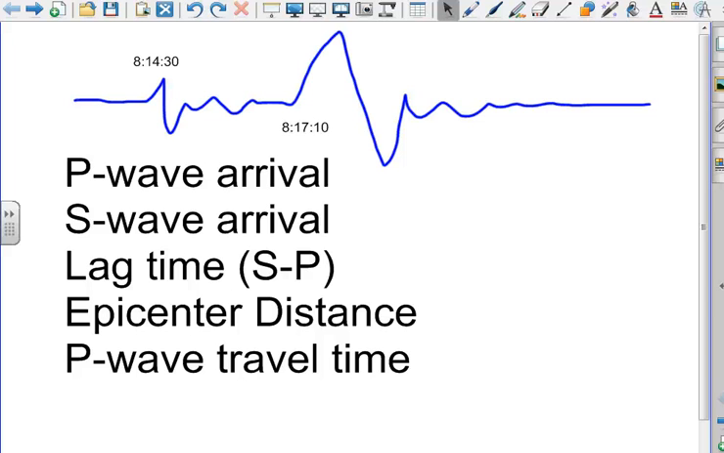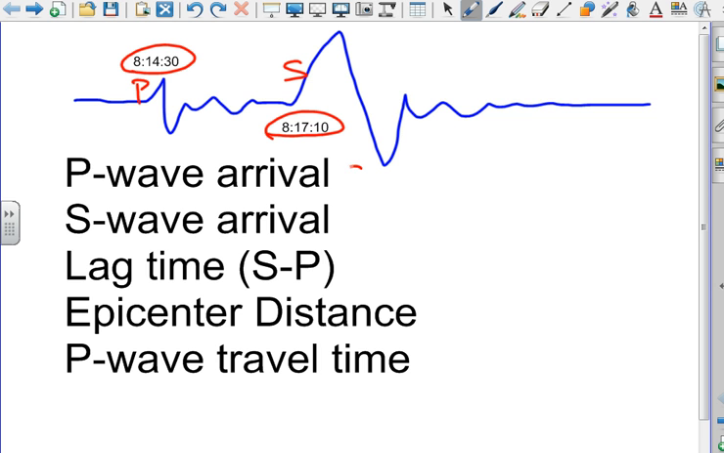Hello and welcome. We're going to figure out, or I guess review, how to figure out how far an earthquake is away, the epicenter distance, by using a seismogram. And here we go. This blue line here represents where a P wave arrives, and then we wait and the S wave arrives. I've given the times here, so we can copy those down.